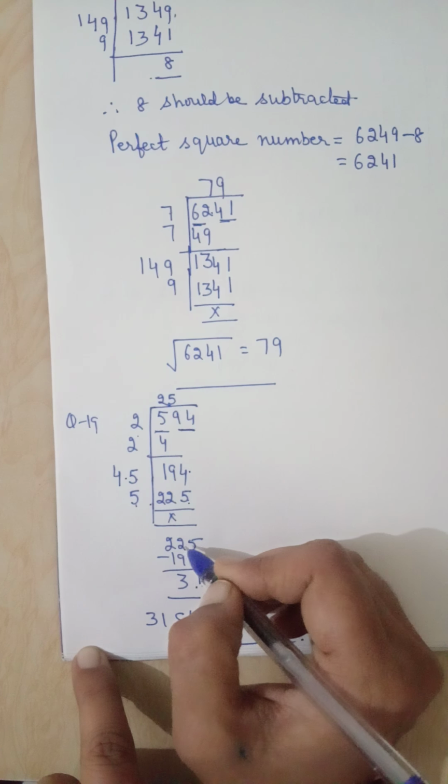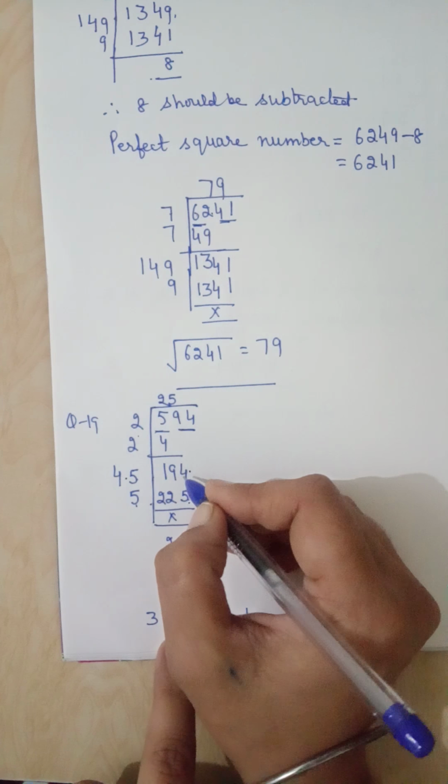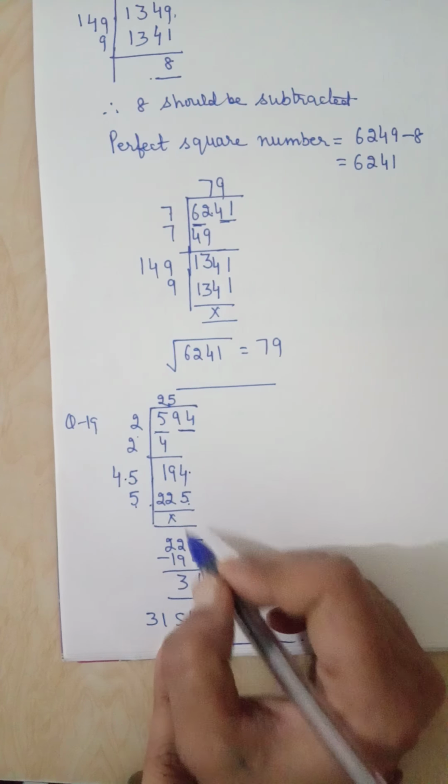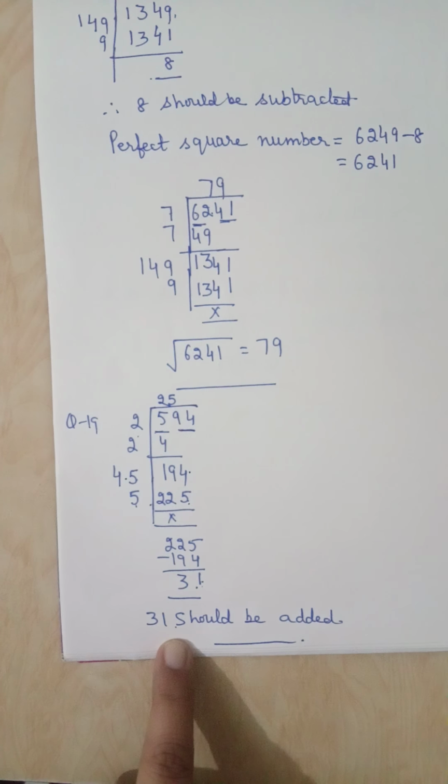Now we subtract from this number. So we get here 31. If we add here 31, then it will be 625. So the remainder will be 0. So we write here 31 should be added.